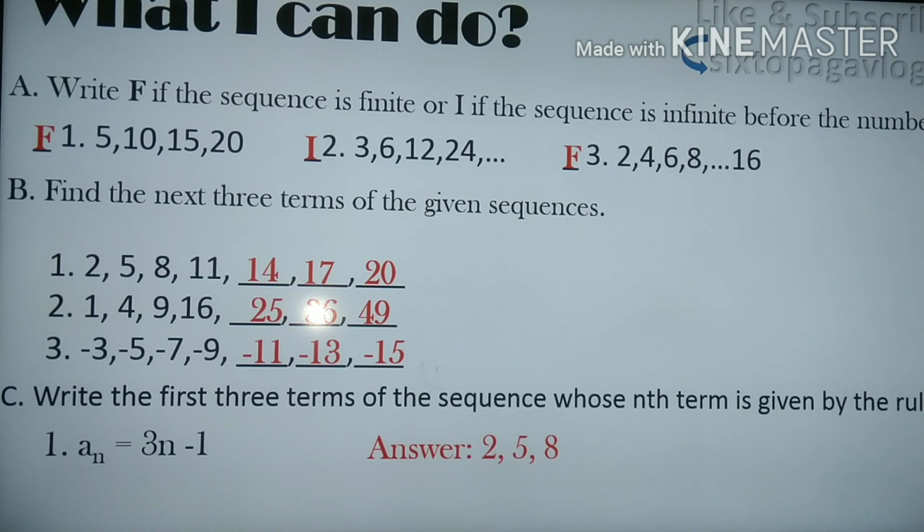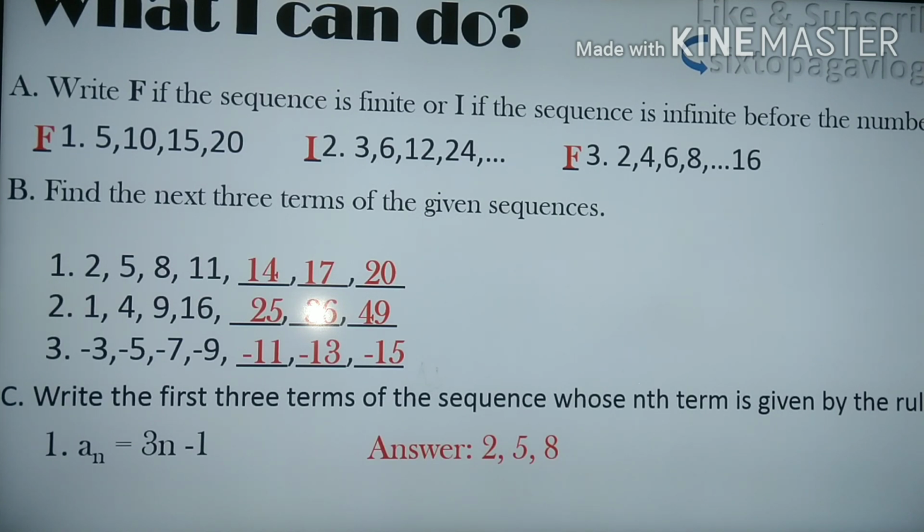For example, how did you get 2? 3 times 1 equals 3, minus 1 equals 2. If the value of n is 2, 3 times 2, 6, 6 minus 1, 5. If the value of n is 3, 3 times 3, 9, minus 1 is 8. So the answer is correct.